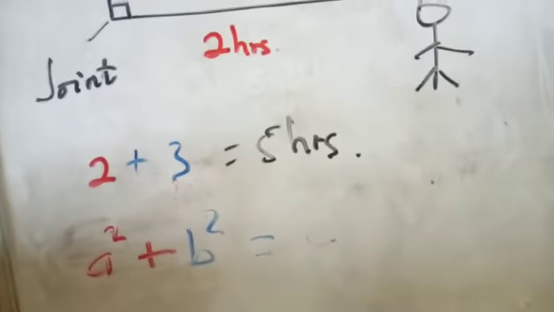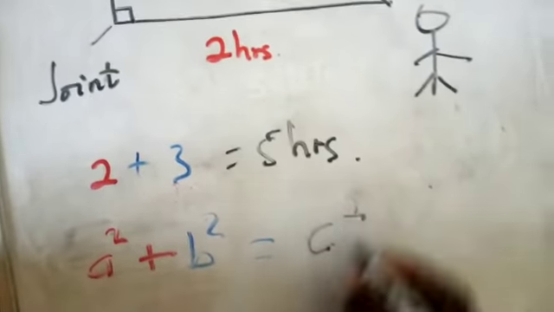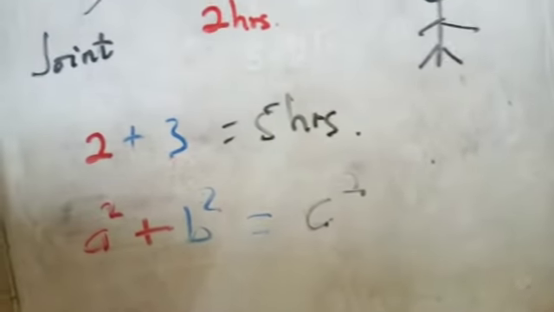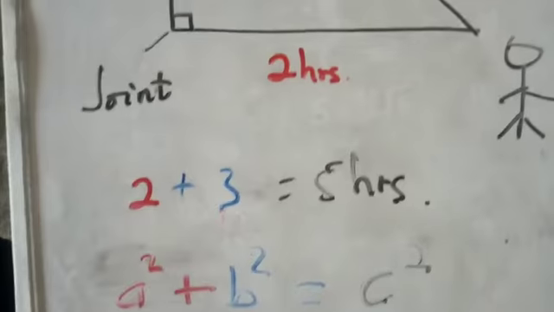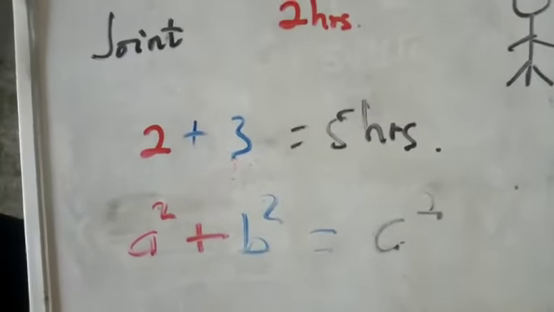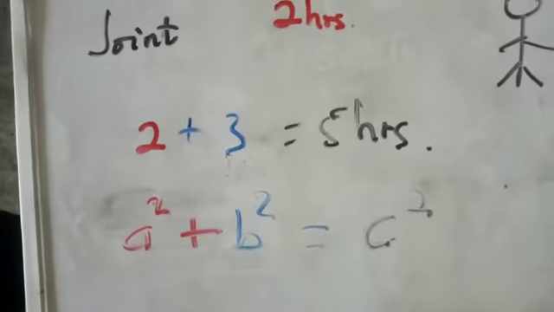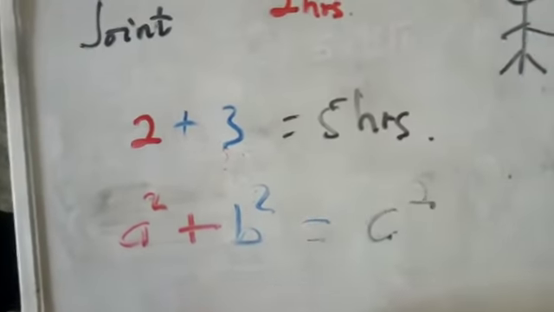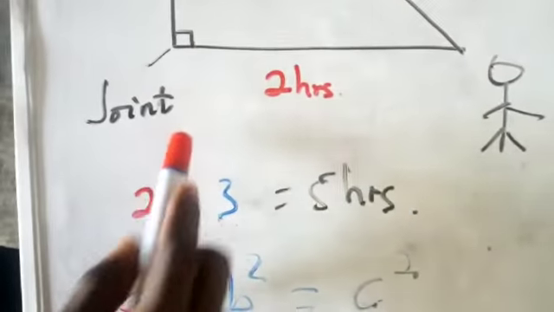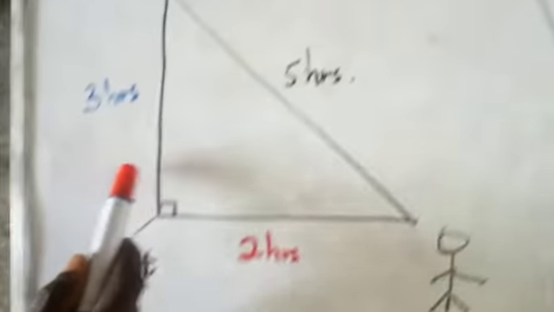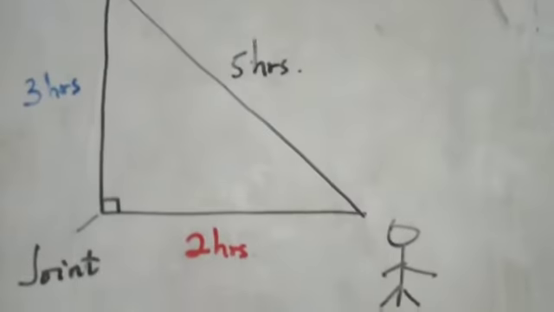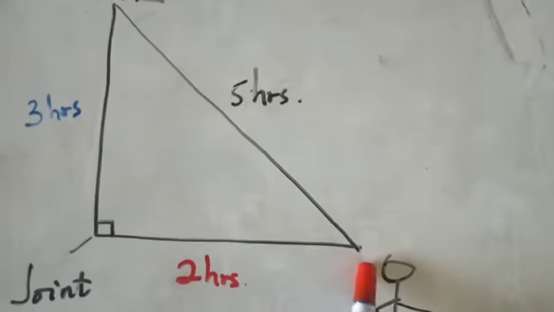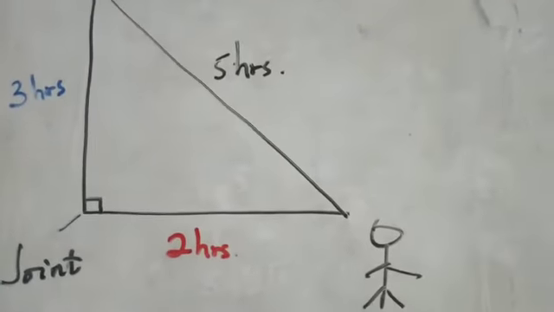Is equal to c squared. Is that okay? So that is what the Pythagoras theorem is saying. I've already explained the b and the c, as well as the a. So what it means is that when you combine the distance from where you are right now to the joint plus the distance from the joint to the school, it's going to be the same as the straight direction. You don't want to pass anywhere. Is that okay? That's very, very simple.